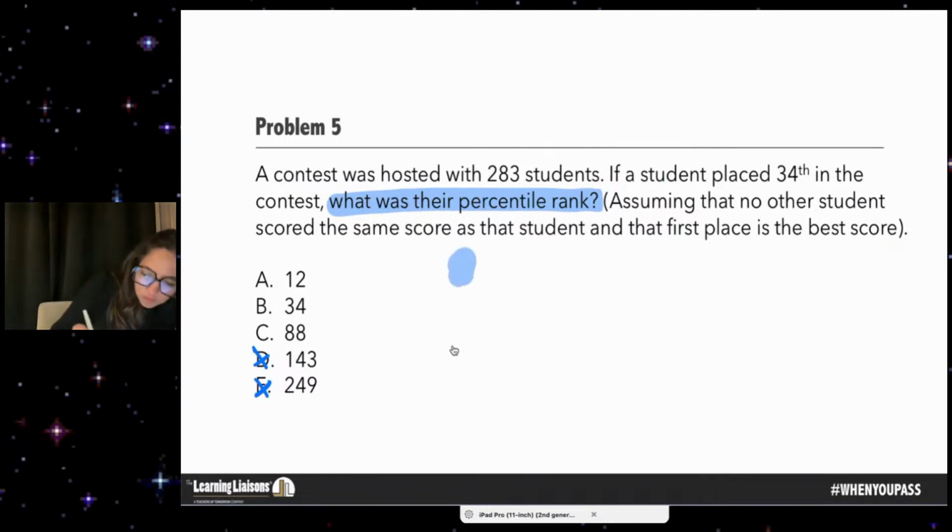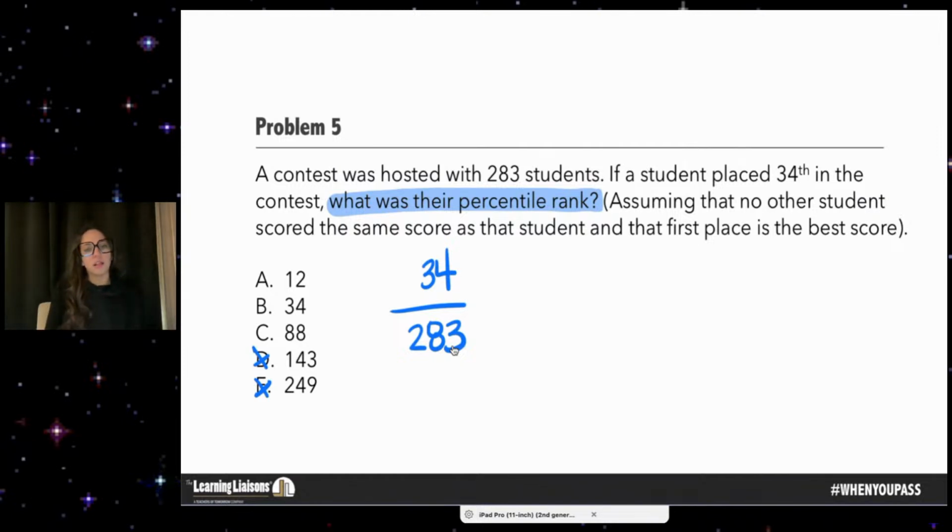So if I do 34 out of 283, then that gives me the decimal value of this fraction of where 34 is in the scope of 283. So let's go ahead and use our handy dandy calculator. And that equals 0.1201413, right? And so what does that mean? That means that 34 out of 283 is 12% of 283.